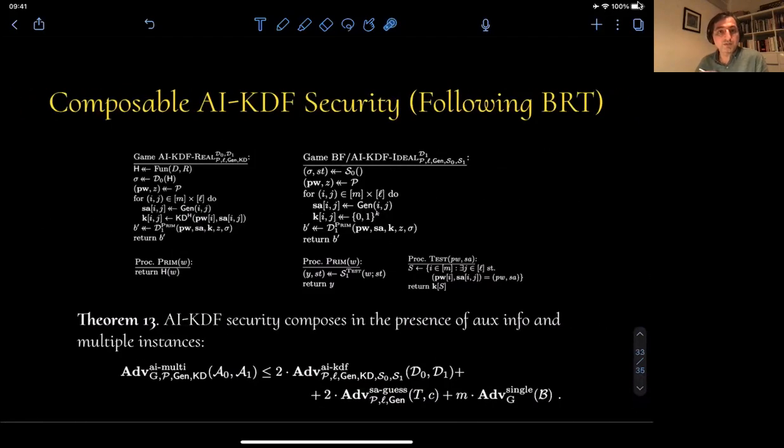So in the paper, let me just briefly mention that we also look at a composable notion of KDF security with auxiliary information. This is following the work of Bellare, Ristenpart, and Tessaro. We prove an appropriate composition theorem for this notion, in the sense that security in a multi-instance environment with auxiliary input is upper bounded by the advantage in this KDF game with auxiliary input, plus the advantage in the multi-instance guessing game, plus the advantage in a single instance of the game with random keys. So here we don't have a multi-instance term, only a single instance term. And this is of no concern because the keys here are random.